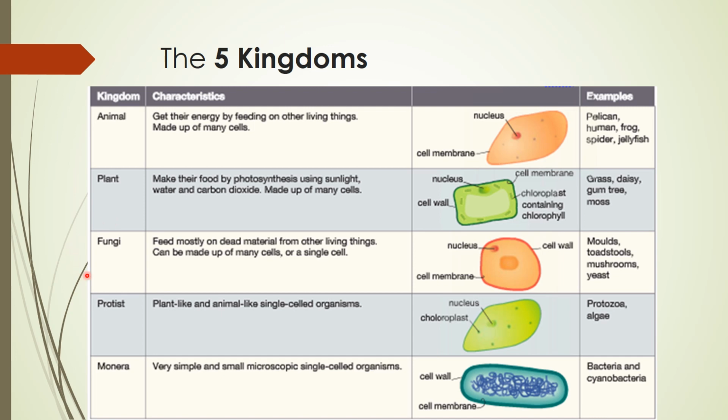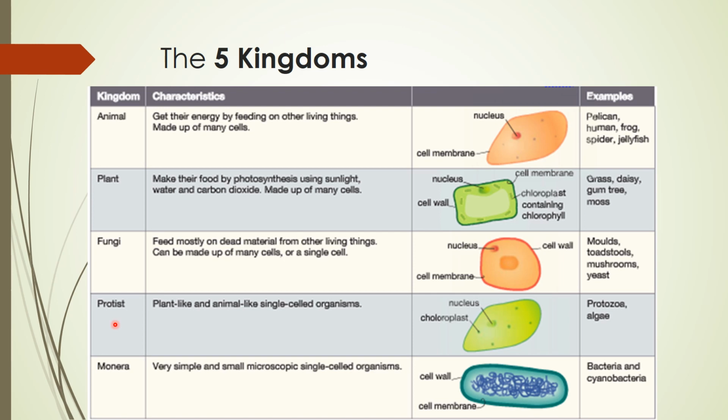And then we have fungi. And fungi feed mostly on dead things, and they can actually grow on other living things as well. And these are your things like molds, toadstools, mushrooms, and yeast. They love to grow on things and absorb things. And we have protists, and protists can be plant-like or animal-like, but they are single-celled organisms. We say that they're unicellular organisms.